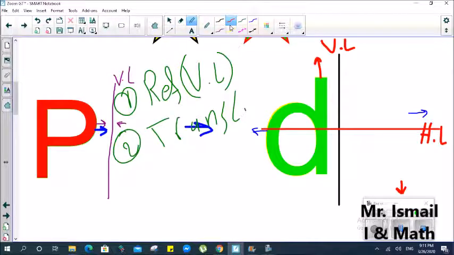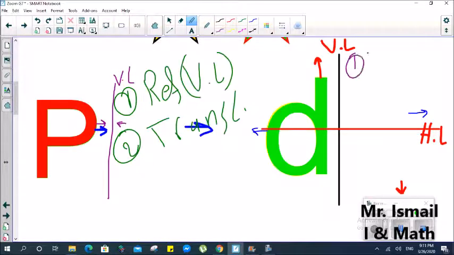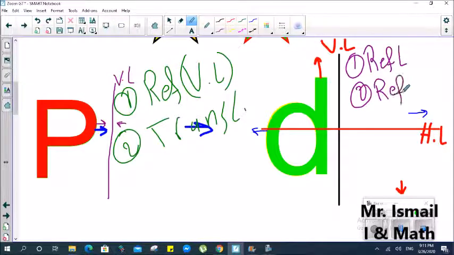So in this part, I use first one, reflection. Second one, also reflection. Here reflection vertically, and here horizontally. And the last one, I translate.